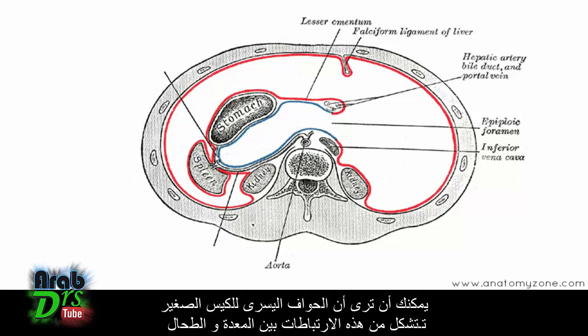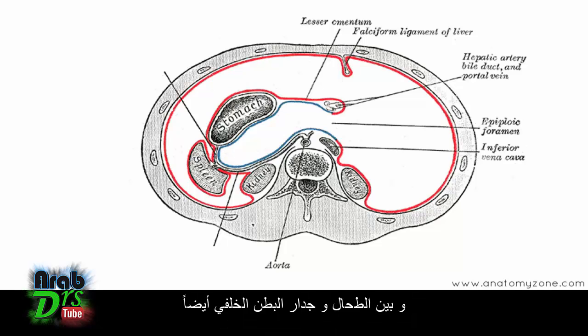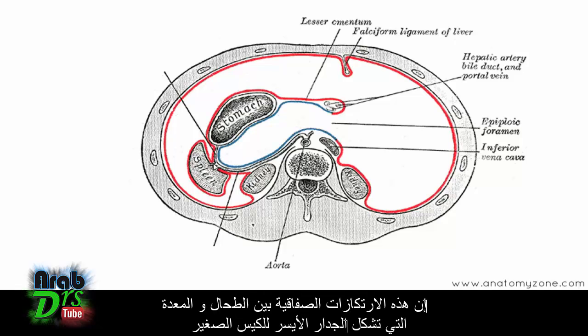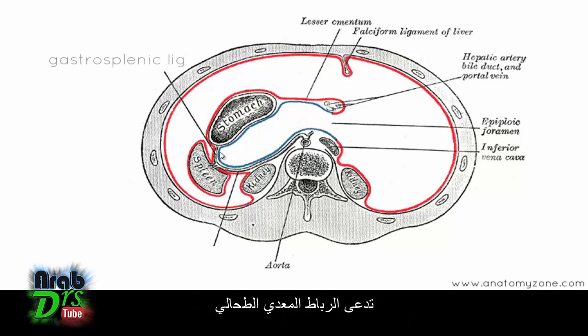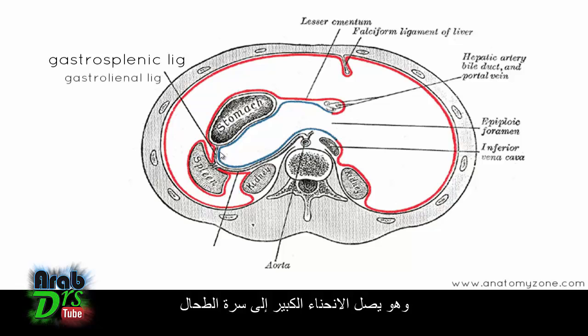margins of the lesser sac are made up by these attachments between the stomach and the spleen, and also between the spleen and the posterior abdominal wall. So this peritoneal attachment between the spleen and the stomach, which makes up the left wall of the lesser sac, is called the Gastro-Splenic ligament, or the gastrolienal ligament, and this attaches the greater curvature to the hilum of the spleen.